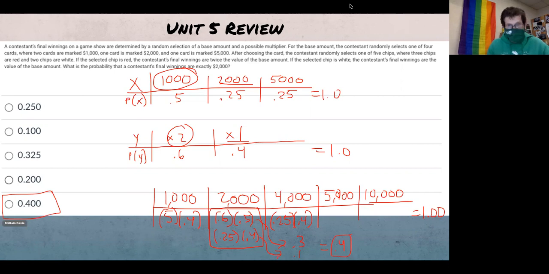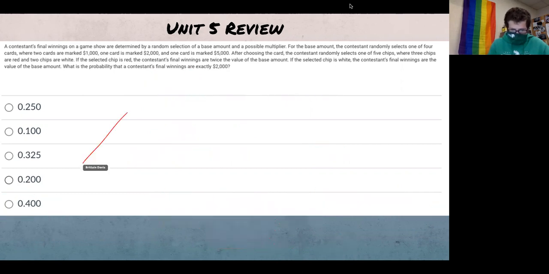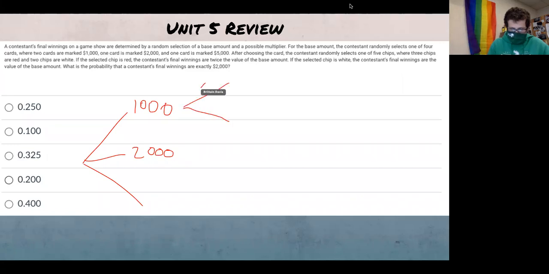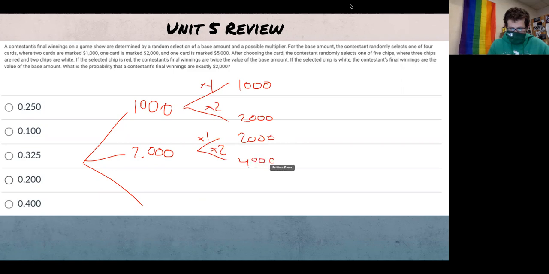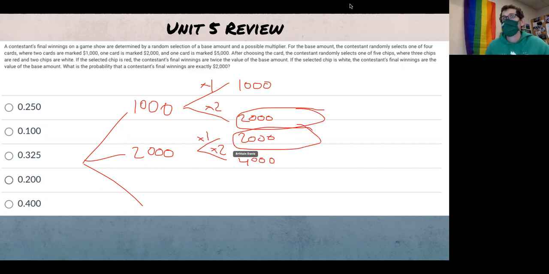All right. Now, just to wrap this up, we won't look at the last problem. I could have set this up as a tree diagram and said, here are my outcomes, 1,000, 2,000, and then the probability of doubling it, so times 1 or times 2. I could have figured out that'd be 1,000 here, 2,000, that would be 2,000 or 4,000, and then of course the same thing for the 5,000, but we can just find the probability of that and the probability of that and add it together. So maybe the tree diagram is a better way of thinking through it. But anyways, that's what you've got.